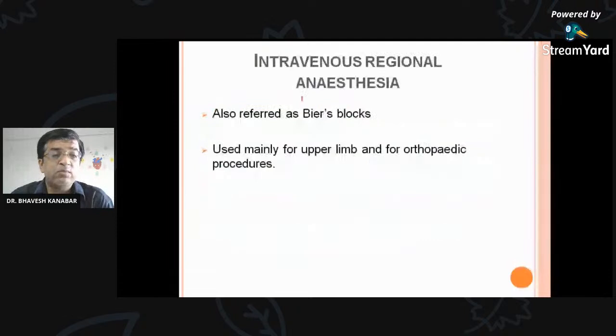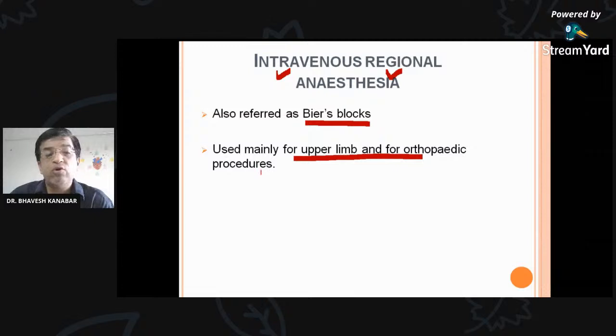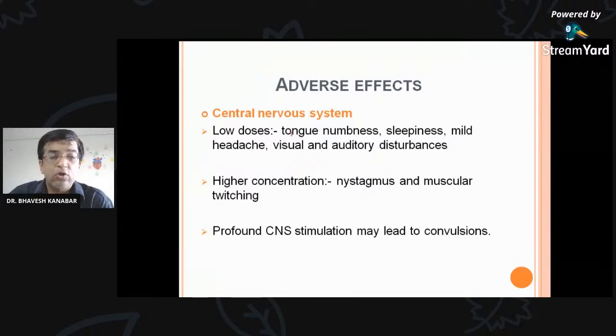Intravenous regional anesthesia is also known as Bier's block. Remember, it is intravenous regional anesthesia. The anesthetic is given by the intravenous route, but only a region of the body is anesthetized. It is mainly used for upper limb or orthopedic procedures.